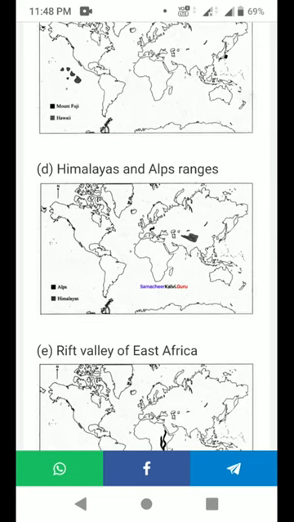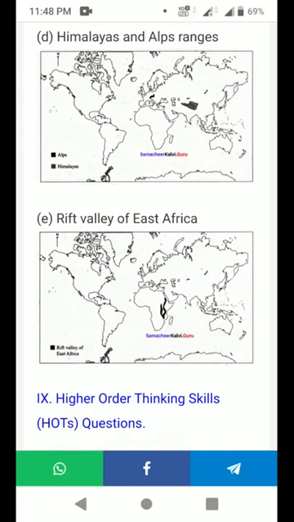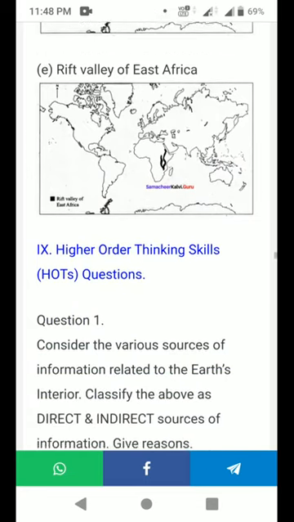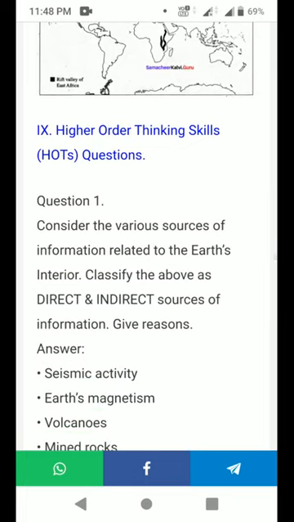Next one, the Himalayas and the Alps range. So two places, Himalayas and the Alps range. Next one, Rift Valley of East Africa. So here you want to mark these places in this map.